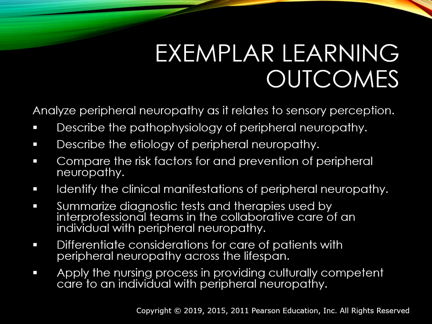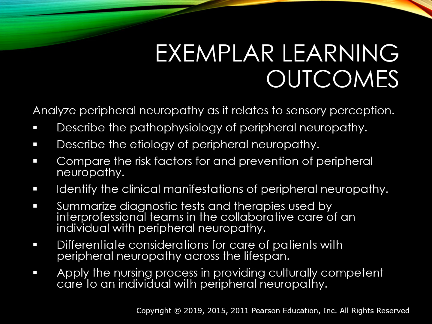We're going to describe the pathophysiology of how peripheral neuropathy develops. We're going to look at the causes of peripheral neuropathy. We're going to look at the risk factors and how we can prevent it. There are some things that you can do. Identify the clinical manifestations. So what do you see when you're assessing your patients, and what kind of complaints does the patient have? Summarize the diagnostic tests, any therapies that the team will use, and how we collaborate care for this patient.